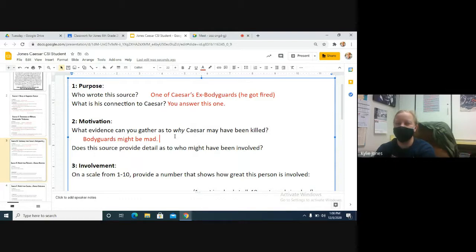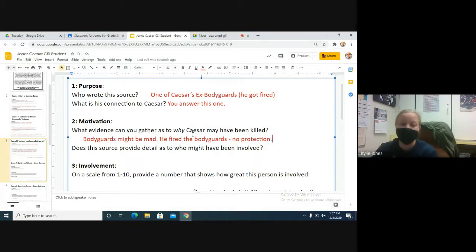What else could you say about why he might have been killed? Well, one thing is that if he fired all his bodyguards, that's one reason why. He fired his bodyguards. They even gave an explanation why they did it. They said he's probably so big-headed that he thought he could protect himself. Yeah. If you have extra information that you want to type rather than what I'm typing, that's fine.